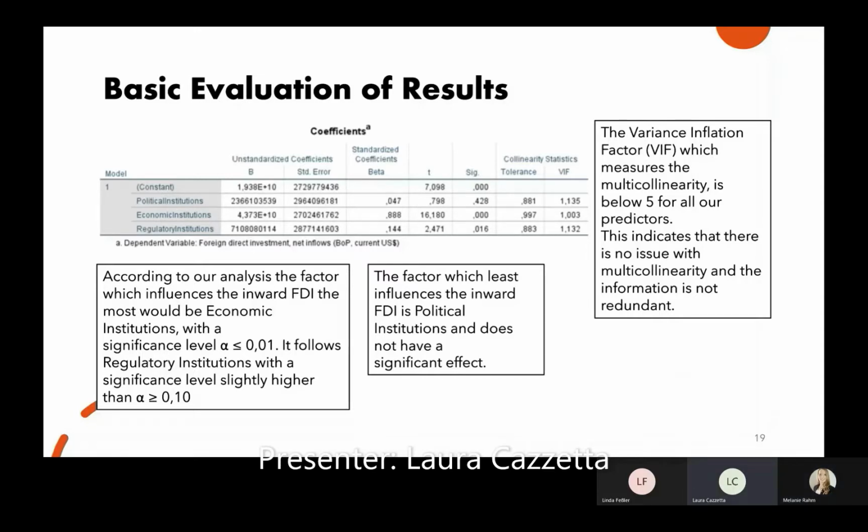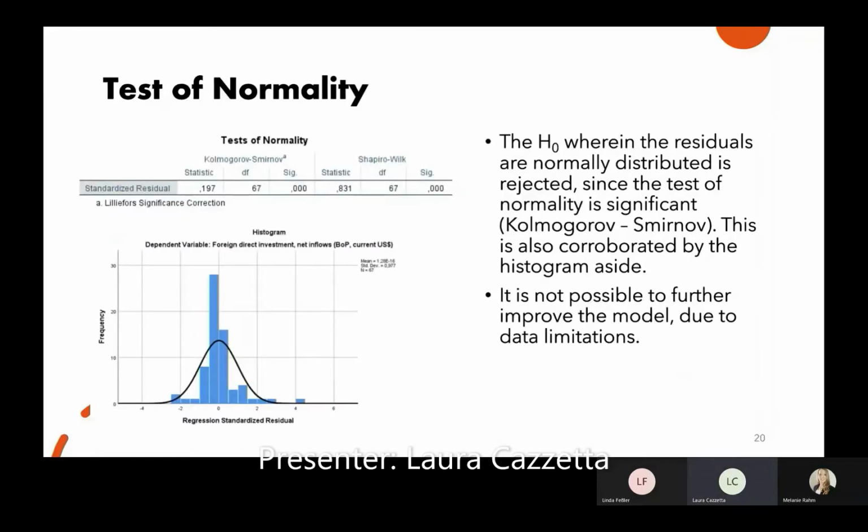The variance inflation factor, which measures the multicollinearity, is below 5 for all our predictors, which indicates that there is no issue with the multicollinearity, and thus the information is not redundant. Looking at the Kolmogorov-Smirnov test of normality and at the histogram, we can reject the null hypothesis of normal distribution, which means that we have a non-constant variance of residual. It is not possible to further improve the model due to data limitation.